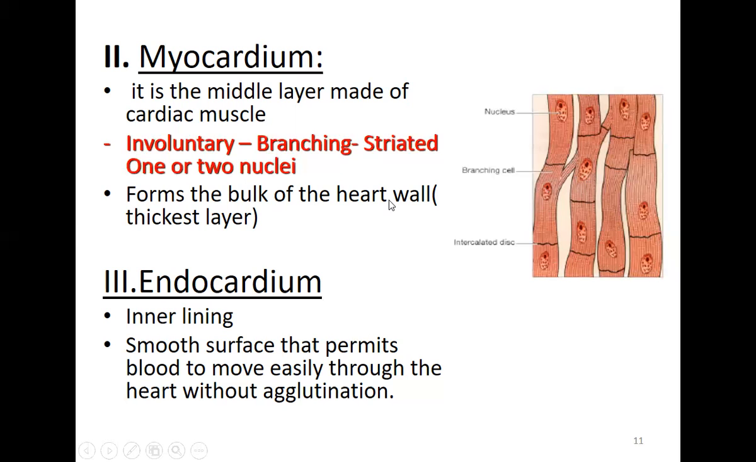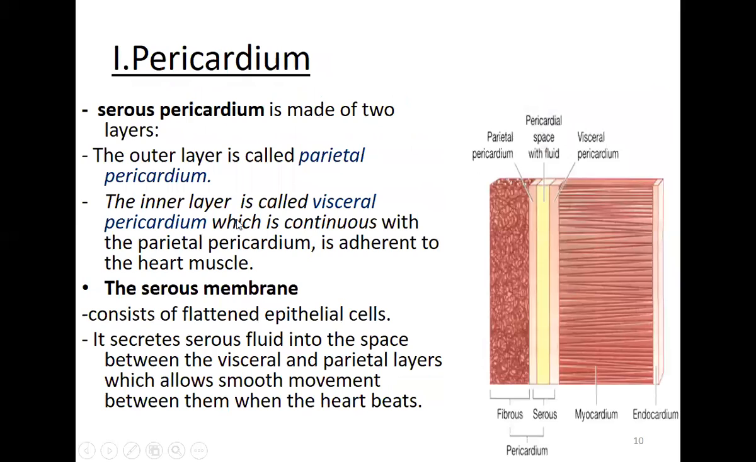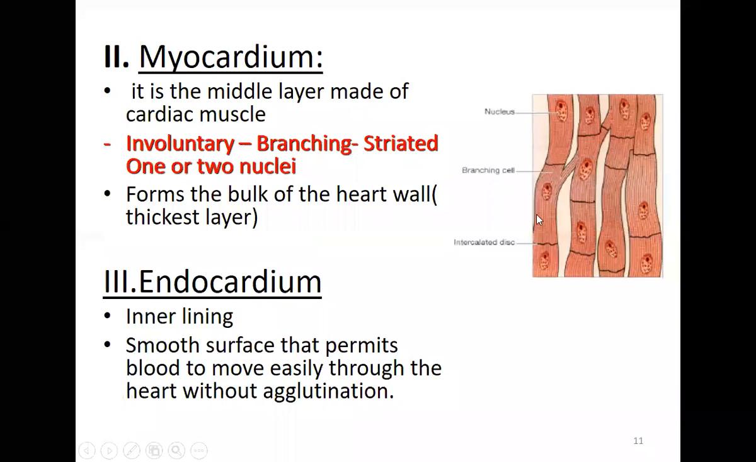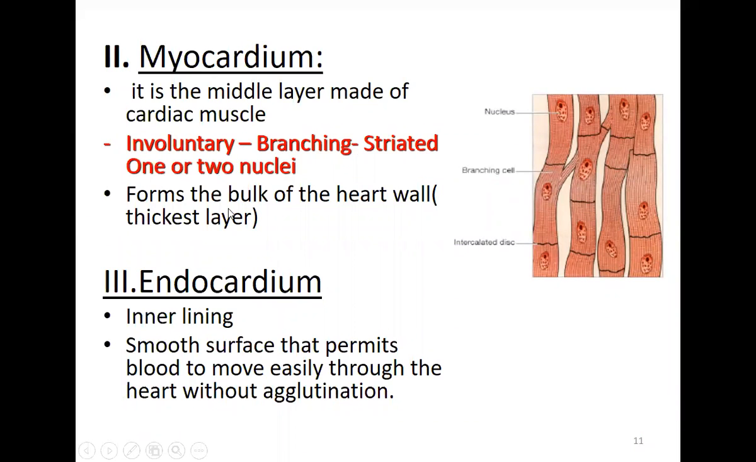They form the bulk of the heart wall, the thickest layer. So as we have seen, the thickest layer in the heart wall is the myocardium. This whole thing is made up of these myocardial cells, that is, the cardiac muscle.